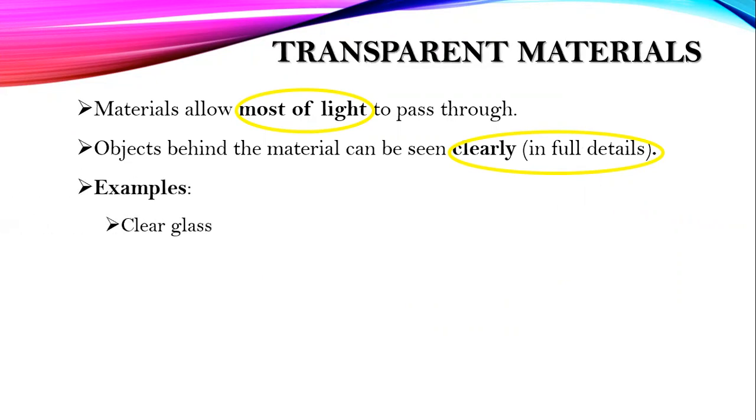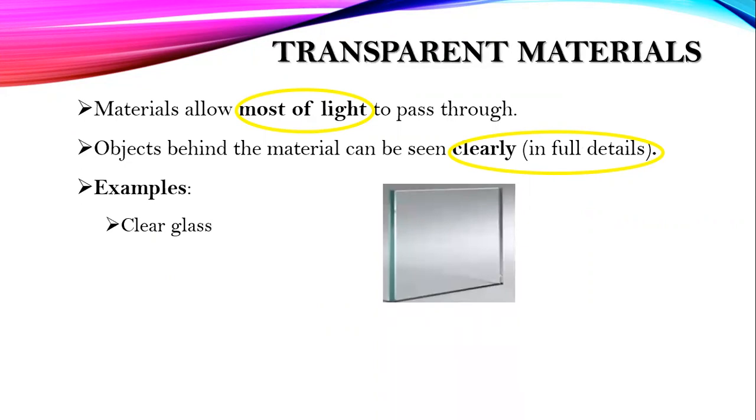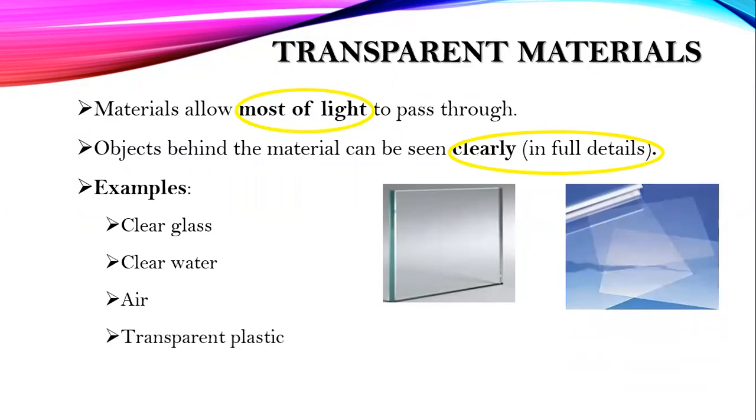We have many examples, like clear glass, what we use in the windows. That's why windows are transparent and we can see whoever is passing by. Clear water, air, of course air is transparent. Transparent plastic, like those sheets of plastic. It's transparent and allows most of light to pass through. So transparent materials are materials that allow most of light to pass through, and that's why objects behind the material can be seen clearly in their full details.